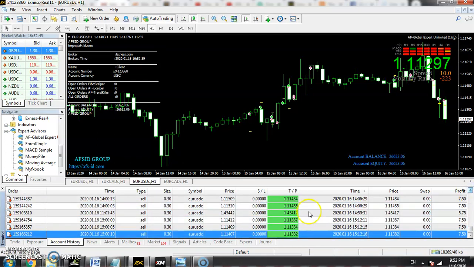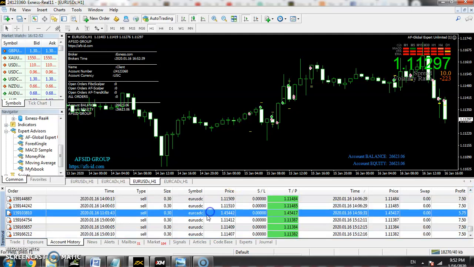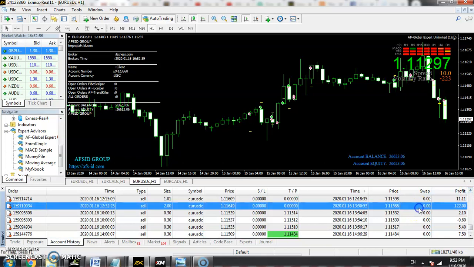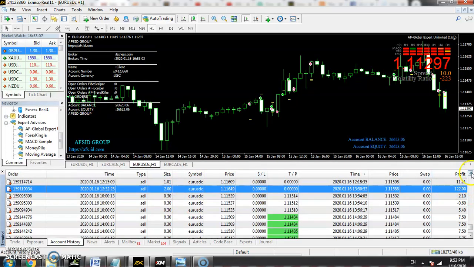I have tested it in various ways. Now you can see most of the time it has opened these sell positions. Okay, going back, and you can see that's a sell position with a 2 lot size. Okay guys, now you may ask why it is a 2 lot size. It's because I am testing it with different settings, so that's why I'm using it.